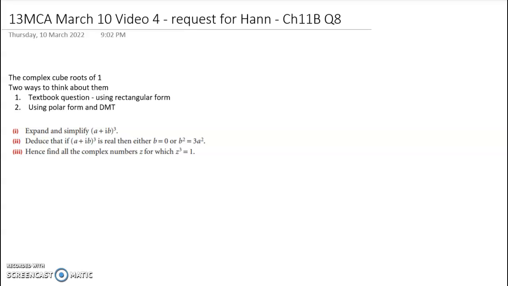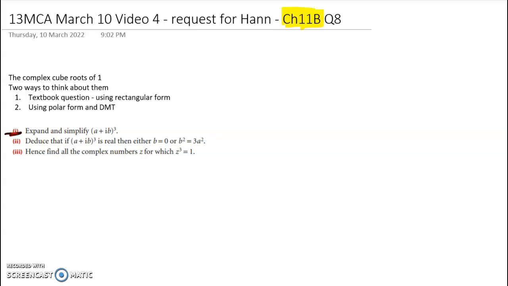Kia ora. This video is a request for Hann and it's out of the textbook, but I'm going to combine it with a question that I've made up myself. This is from the textbook chapter back when we didn't know what polar form was, when we were just working with rectangular complex numbers. And it's about cubics, right?